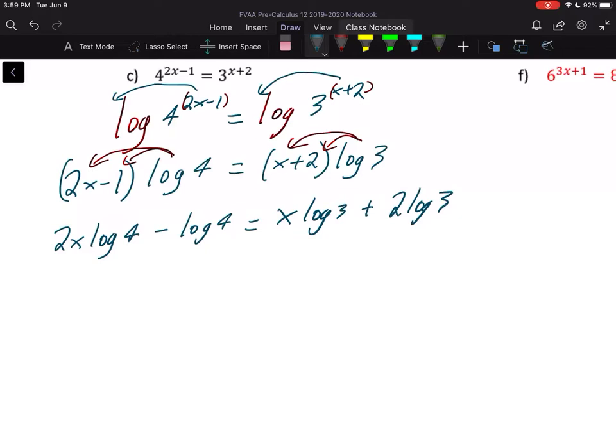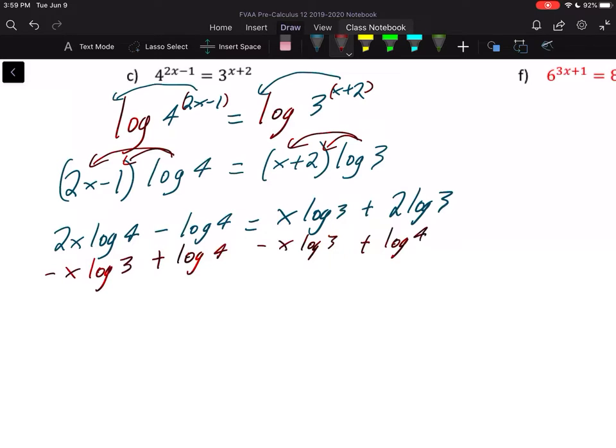Now, what I want to do here is bring the log terms with variable x in them to one side, and the log terms without variable x to the other side. So I'm going to add log 4 to both sides here, so plus log 4, and I'm going to subtract x log 3 from both sides.